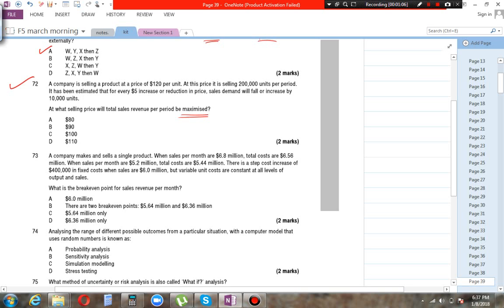Company is selling a product at a price of 120, so this is the current price. At this price, selling 200,000 units, so this is quantity per period. It has been estimated that for every $5 increase or reduction in the price, sales demand will fall or increase by 10,000 units. So if the selling price increases, the demand will decrease, and if the selling price is reduced, the demand would increase, right? So you can use a demand equation for this question, and we'll solve this question over here.